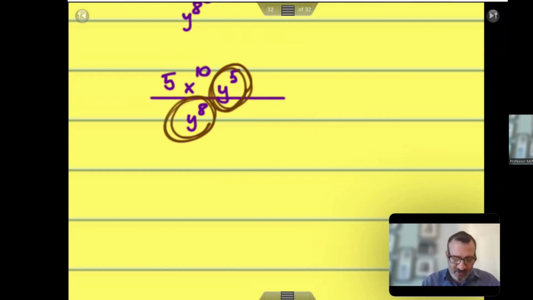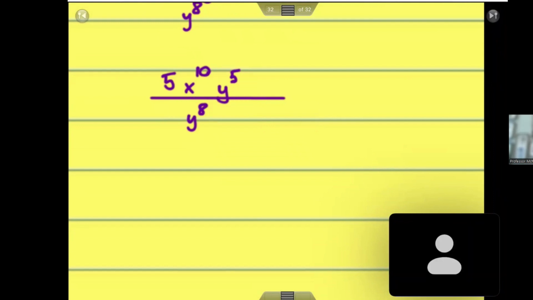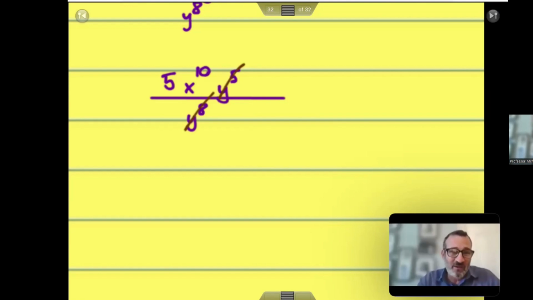If we have 8 on the bottom and 5 on the top, and we're going to cancel them out, it's going to be 3 left. That's exactly right. Now, where are those 3 y's going to be? That's the important part.